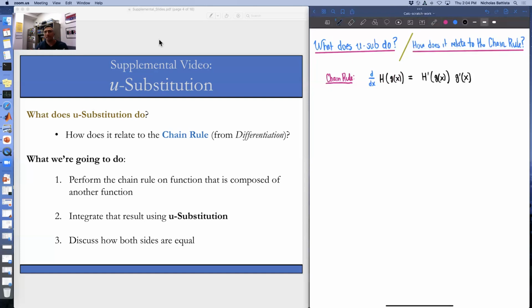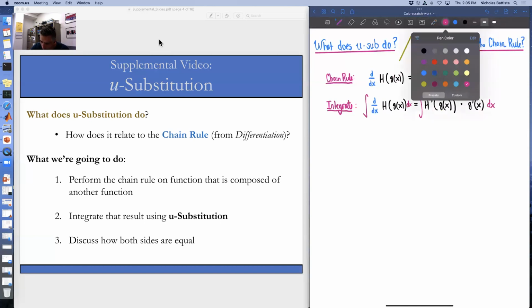Now, how does this actually relate back to u-substitution, or the substitution method for integrals? Well, the next thing we're going to do is integrate what we just did with the chain rule. So I'm going to take the previous line, and we're just going to integrate both sides now with respect to x. And the first thing we're going to do when looking at this line is start to focus more on the right-hand side, because this is where we're going to see a u-substitution actually pop out for us. And let's try to identify that now.